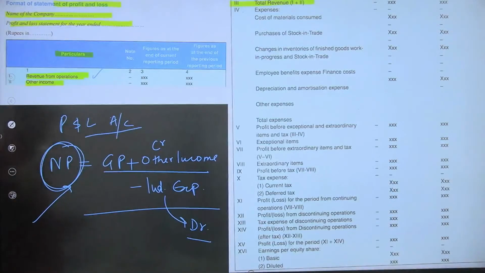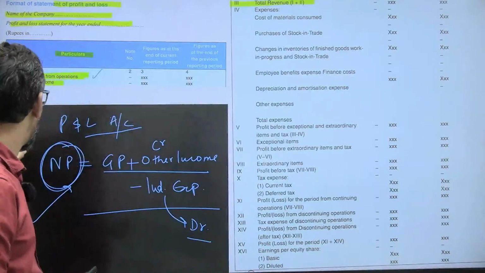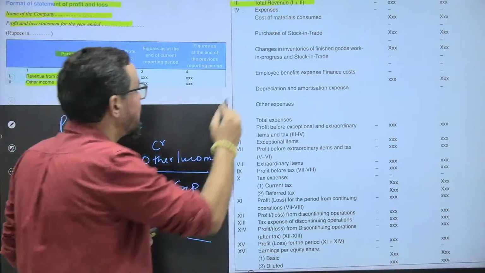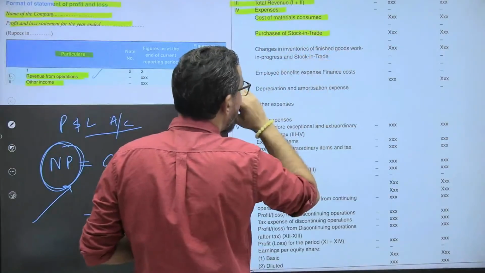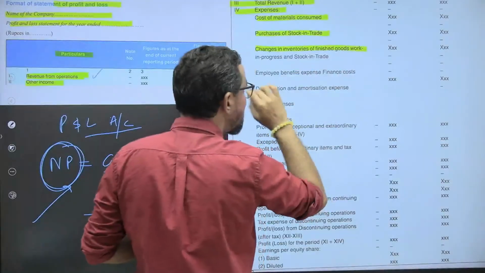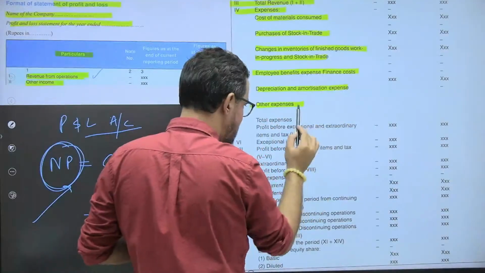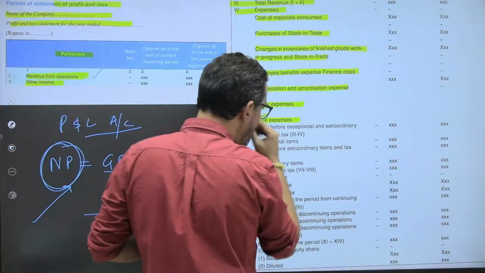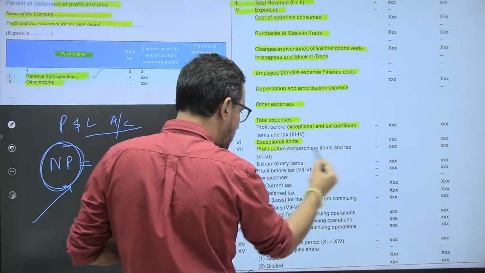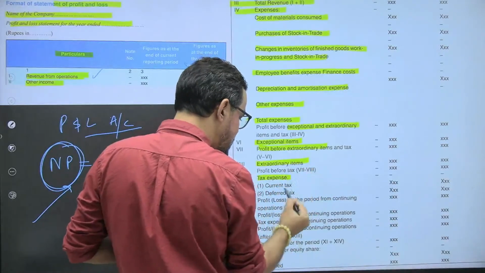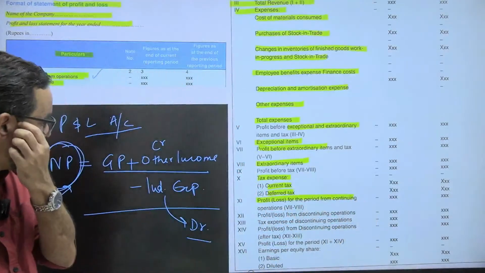Now when it comes to the debit side or the indirect expenses, this includes many areas. So what expenses do we have? Cost of material consumed, purchase of stock, then changes in inventories, then employee benefits, depreciation, other expenses, then total expenses. This is the one. Profit before exceptional and extraordinary items. Then we have exceptional items, profit before extraordinary items, tax expenses, current and deferred, profit and loss for the period from continuing operations.